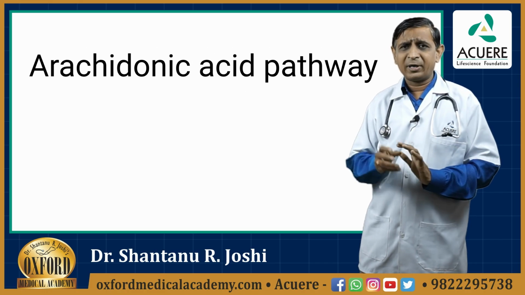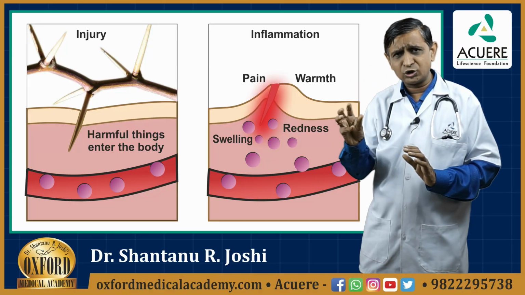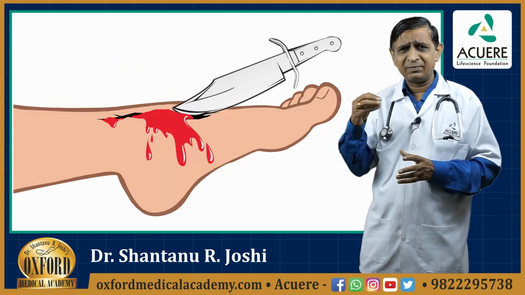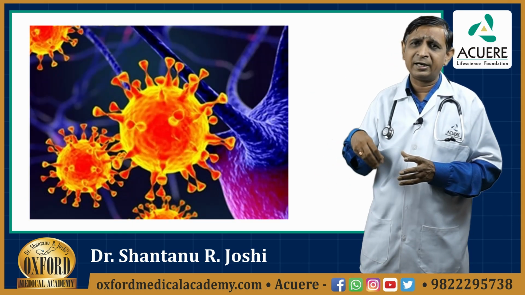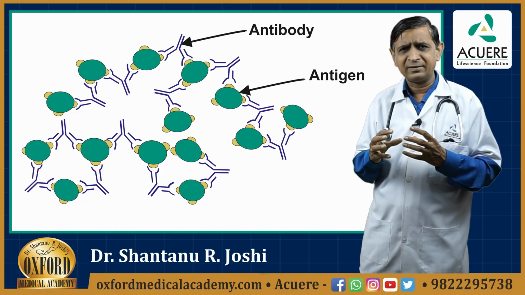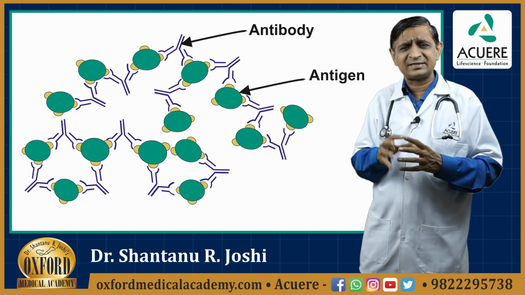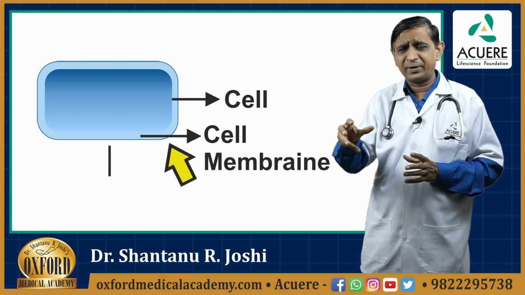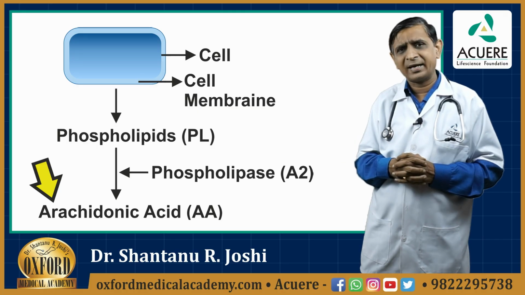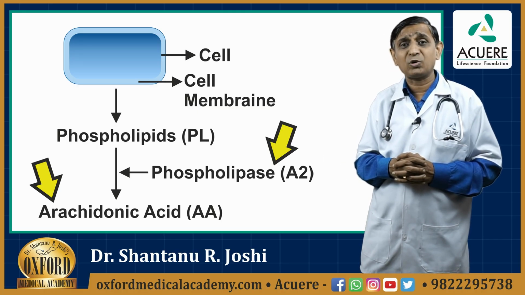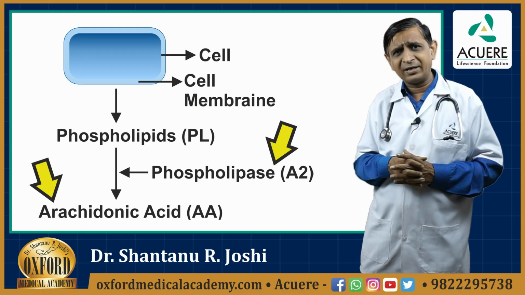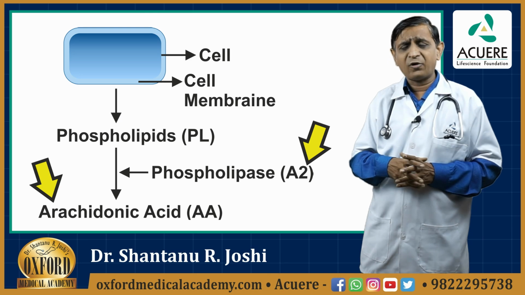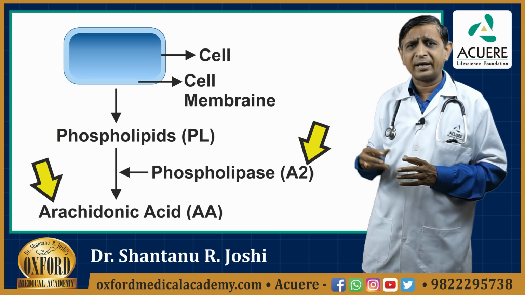Dear students, do remember when the cell gets injured by any stimuli, it may be physical, chemical, biological, immunological, anything which is going to injure the cell. The cell membrane is made up of phospholipids, and those phospholipids will get converted into arachidonic acid by the enzyme phospholipase. Most of the time, the isoform phospholipase A2 is used for the conversion of phospholipids into arachidonic acid.